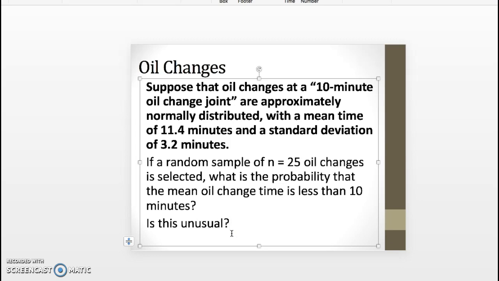So with a percent, 1.4%, I would say yes, this is an unusual thing to see. If I took a sample of 25 and the mean time is less than 10 minutes, I might say, wow, they were really doing good today. They're on top of it and they're getting those cars in and out.